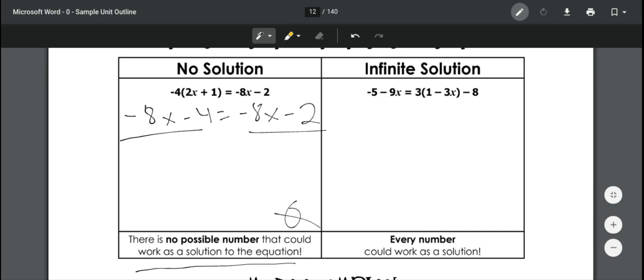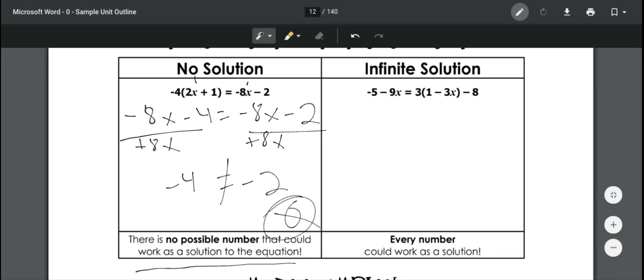Or if you want, add 8x to both sides, and you have negative 4 equals negative 2. That is not true. So there's no solution. It doesn't matter what number you try to put into x on both sides, it will never equal each other.